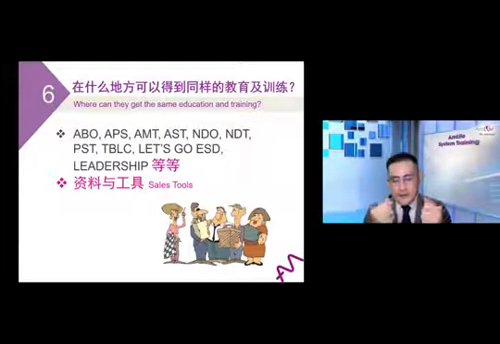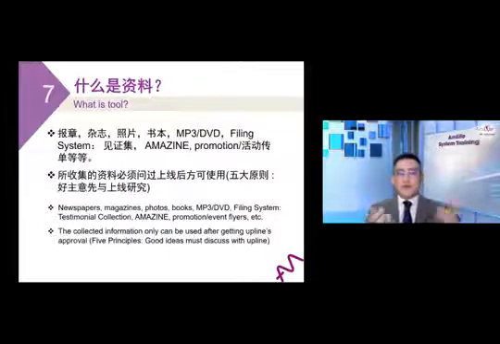And the other way of getting the same education and training is not waiting for a training to happen, but by distributing the materials that you have on hand or online, right? So what are the tools that we have at our disposal? We have newspapers, magazines, books, MP3s, DVDs. We have a lot over here.